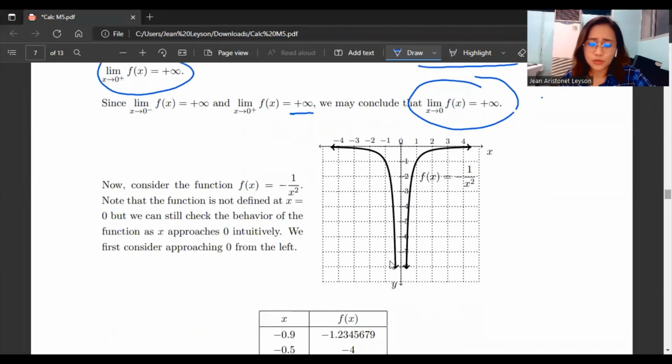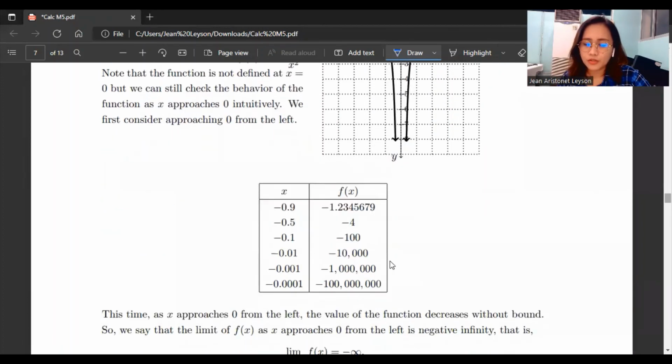So now consider the function f of x is equal to negative 1 over x squared. Note that the function is not defined at x equal to 0, but we can still check the behavior of the function as x approaches 0. Intuitively, we first consider approaching 0 from the left. The same thing with what we did with the previous example. You can choose these values from the left side of the function.